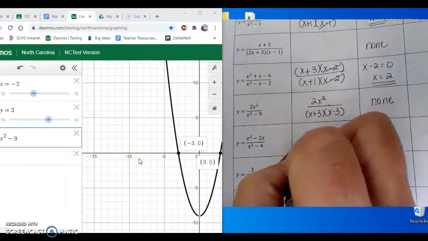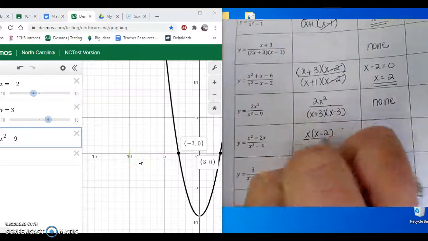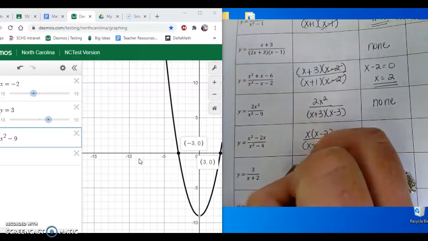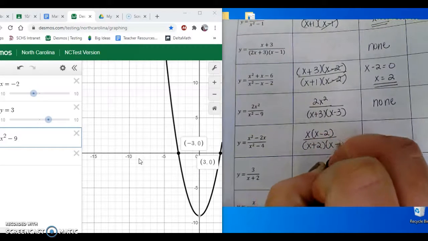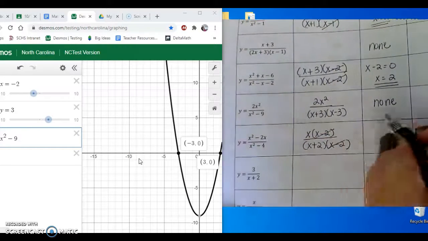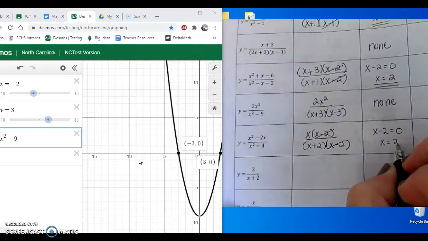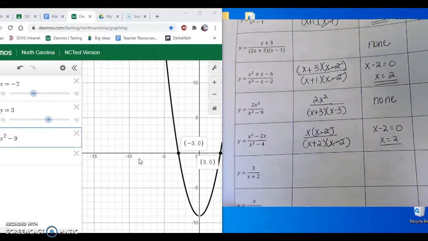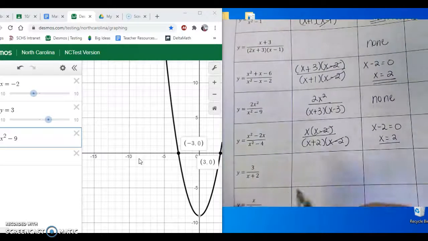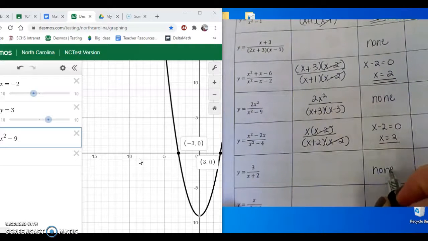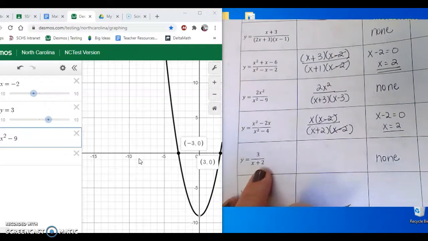On this one, you can factor out an x. And then if you put that in Desmos and change the sign, you get that. The x minus 2's cancel. So that's the part that you set equal to 0 and solve. So x equals 2 is a hole. On the next one, there's none, because there's nothing you can do to that. That's just all you can do.